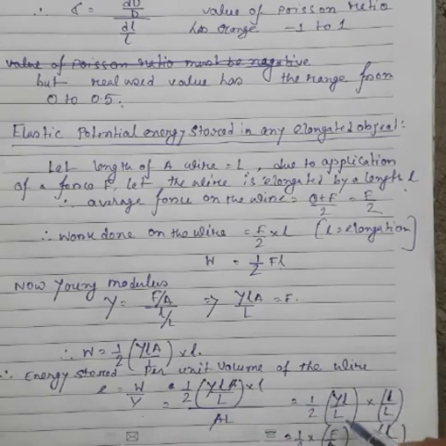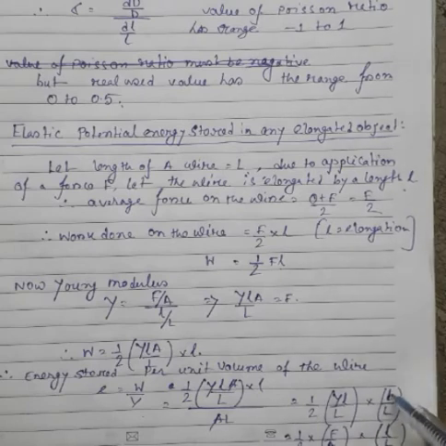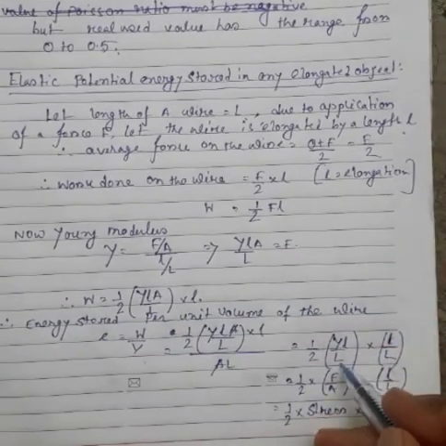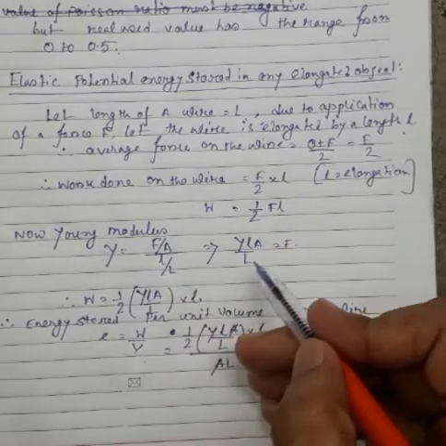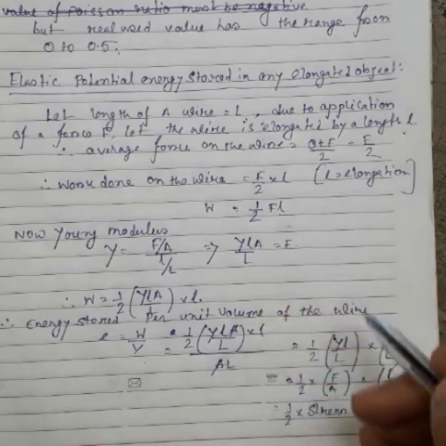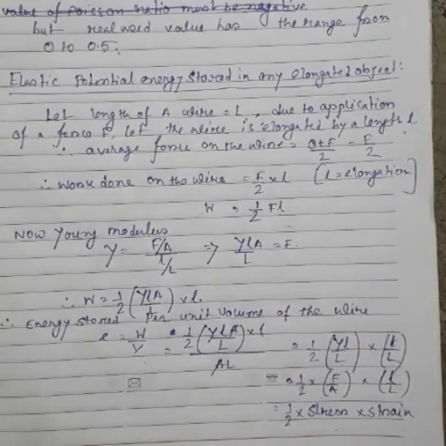Now you will get half of Yl by capital L multiplied by l by capital L. This term is the strain, change in length divided by initial length. And Yl by capital L is your F by A, so that is your stress. So the amount of energy stored per unit volume of a wire is exactly equal to half of stress multiplied by strain. So that's the end of our today's discussion. Thank you.